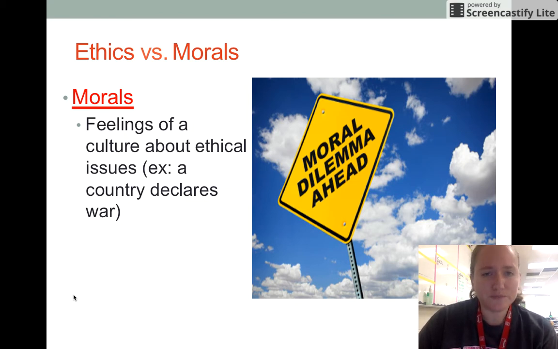So for example, a country may believe in the ethic that killing is wrong. However, they may also believe that another country is morally wrong because of something they're doing. So they're going to declare war on that country, even though they believe that killing is wrong.